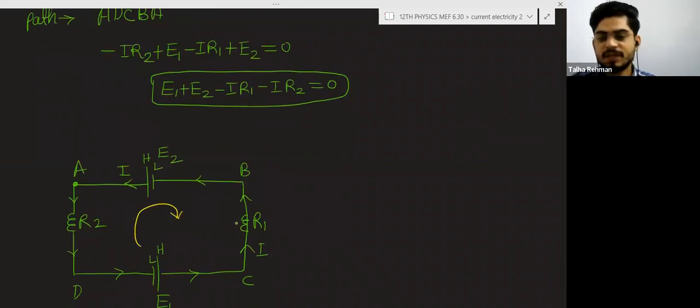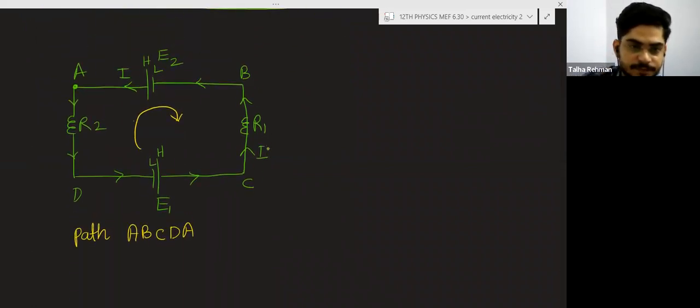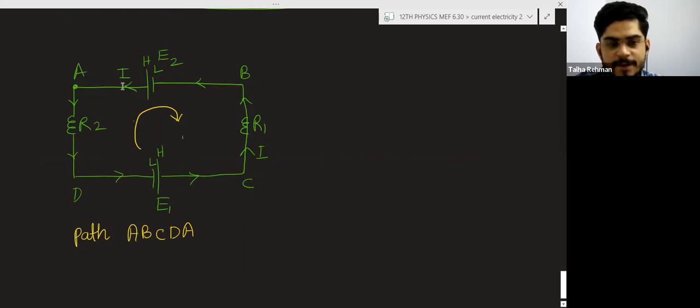So we will see whether the result will be the same or not. Now see here. You are moving from here to here to here. Now here is some potential voltage we have. We are moving from higher to lower.